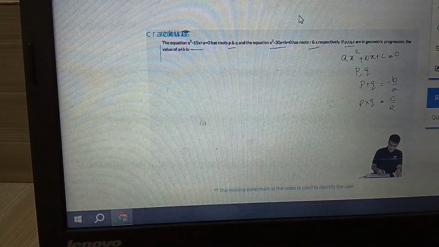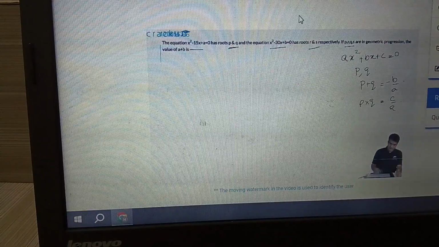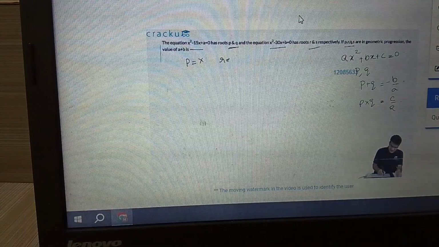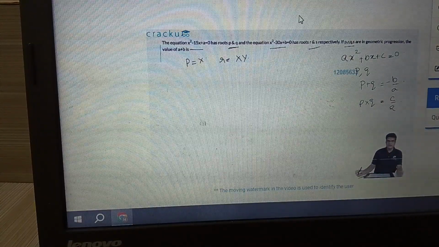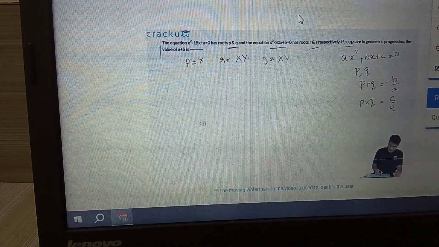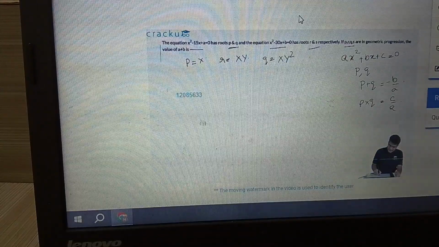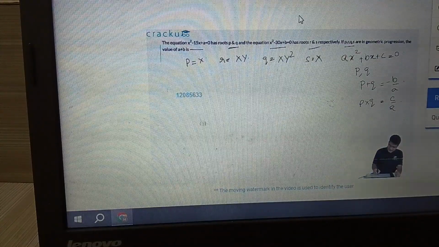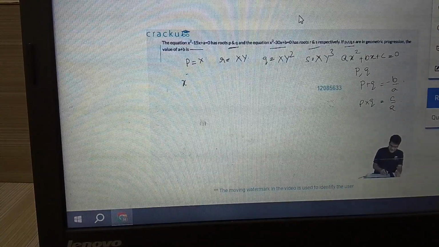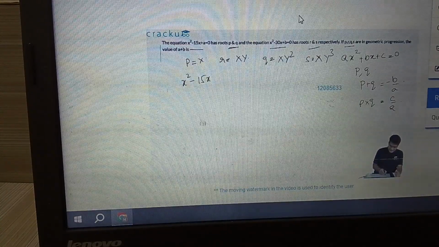In this case we are told that p, r, q, s are in a geometric progression. So let us assume that p is equal to x, r is equal to x into y, where the common ratio of the geometric progression is y, q is equal to xy squared, and s is equal to x into y cubed.